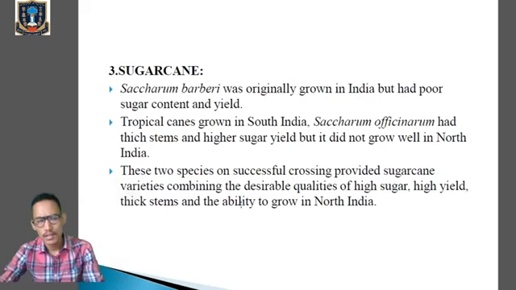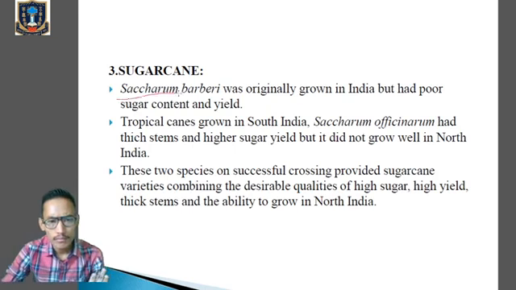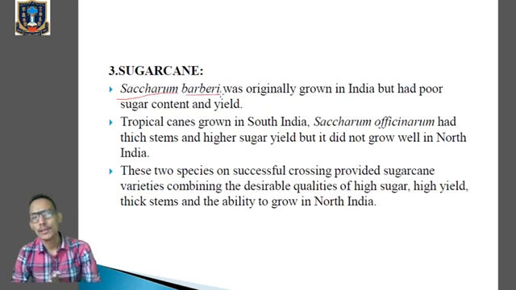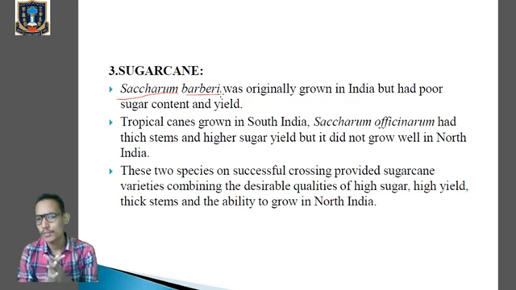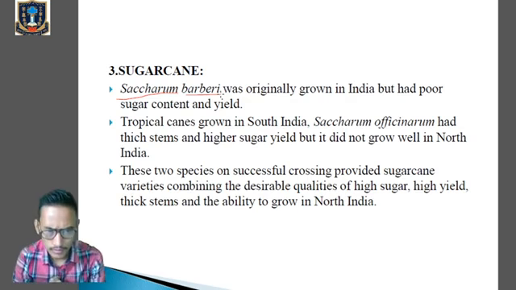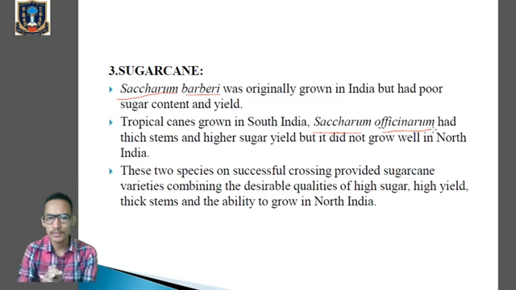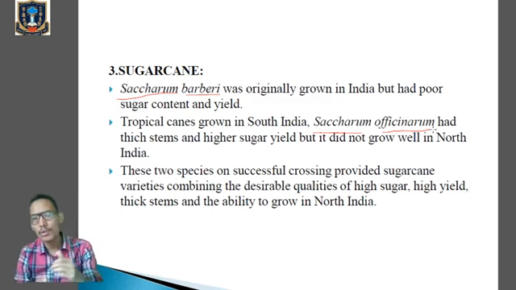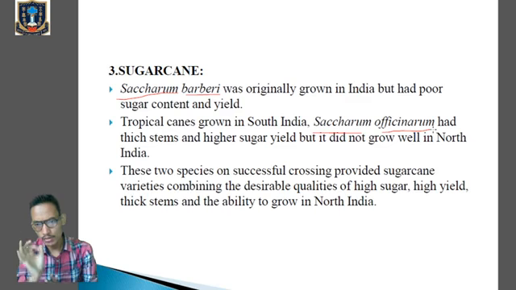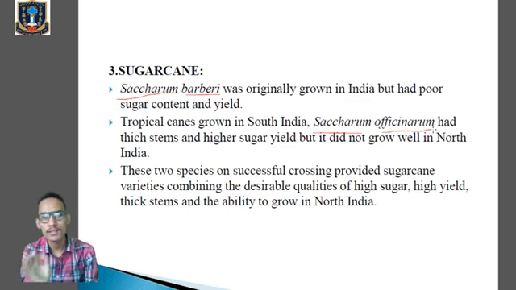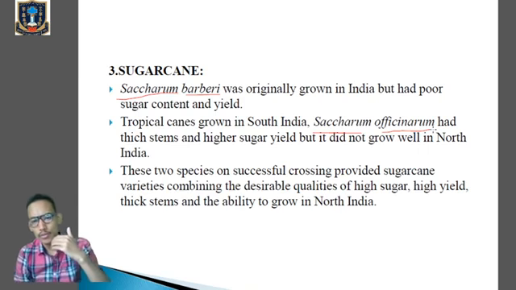Then sugarcane. This is very important. Saccharum barberi is originally grown in India, but it has poor sugar content and poor production. Listen very carefully. Then there is tropical cane sugar grown in South India, named Saccharum officinarum. This has thick stems and a high sugar yield, but it was not able to grow in North India.